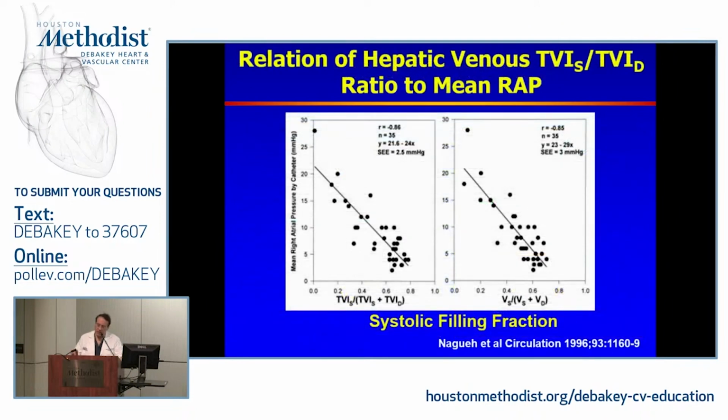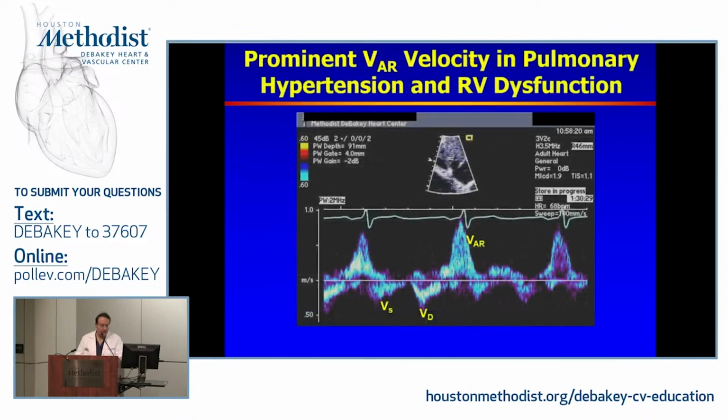Predominant diastolic, though, is an increased RAP, and that's the ratio of the systolic time velocity integral, or velocity, divided by the sum of both systolic and diastolic, and that's the inverse relation. The magic cutoff value is 55% for that systolic filling fraction.